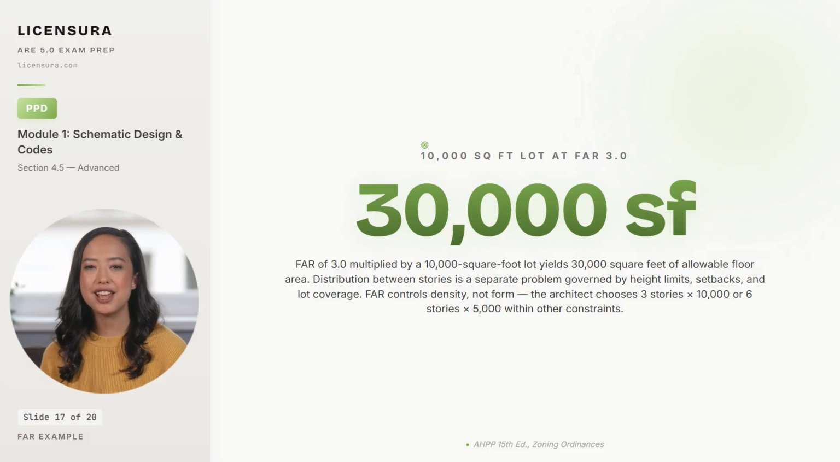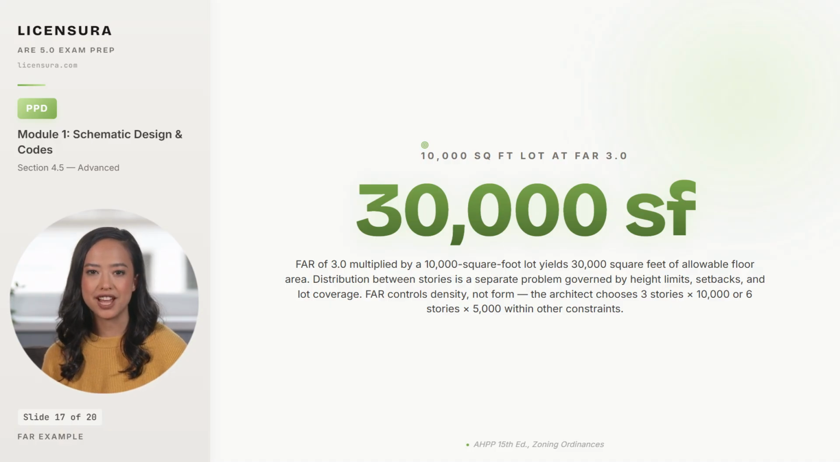3 stories of 10,000 square feet each fits the FAR perfectly. So does 6 stories of 5,000 square feet each. So does a mixed tower scheme with a podium. The distribution is a separate problem, driven by the height limit, the setbacks that shape the footprint, and the lot coverage limit that caps the largest possible footprint. FAR controls density, not form.